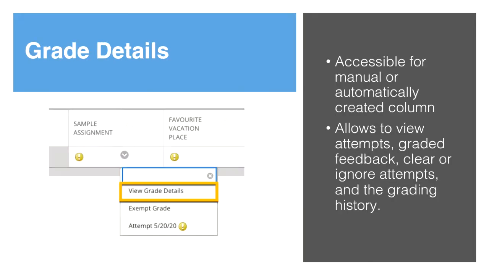The next important thing within the Grade Center is to know about the View Grade Details page. So that's accessible for both manual and automatically created columns, and it allows you to view the different attempts, any kind of feedback that was given for that particular submission. You can clear and ignore attempts and view the grading history.